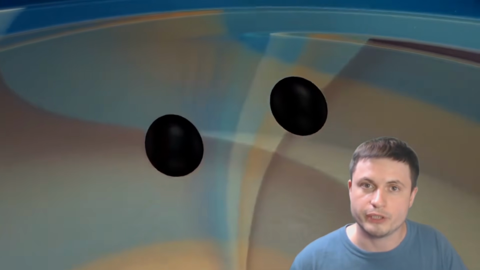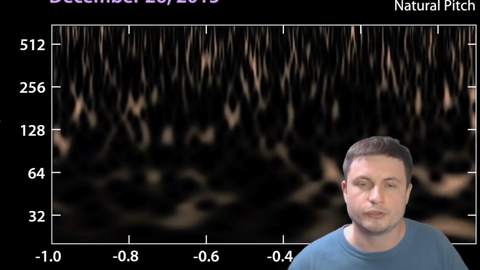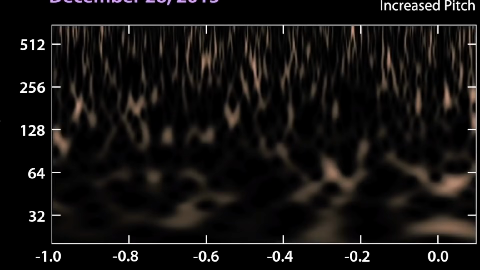Normally, if you've seen some of the other black hole collisions, you may know that black hole collisions seem to produce the so-called black hole chirp. It sort of looks and sounds like this.